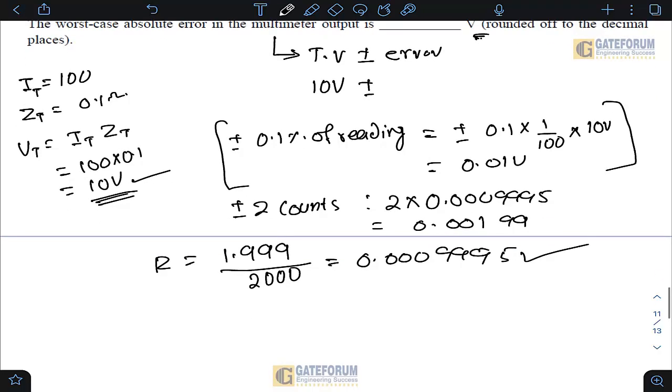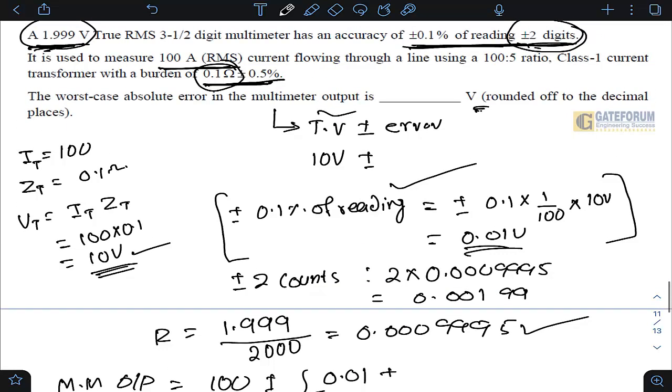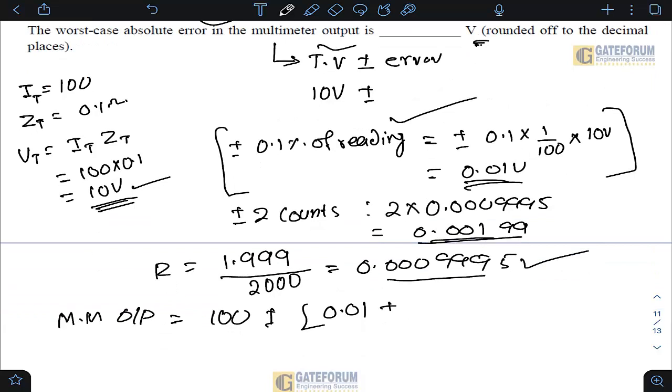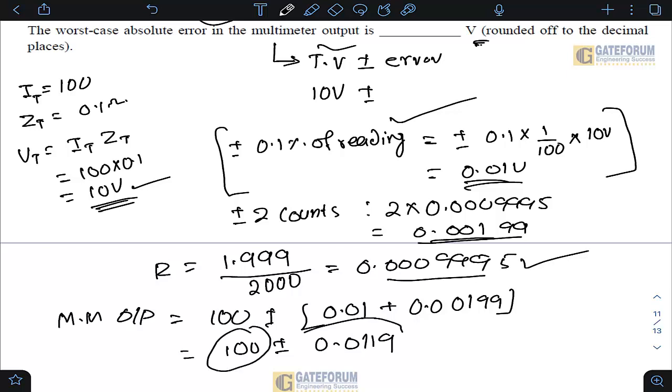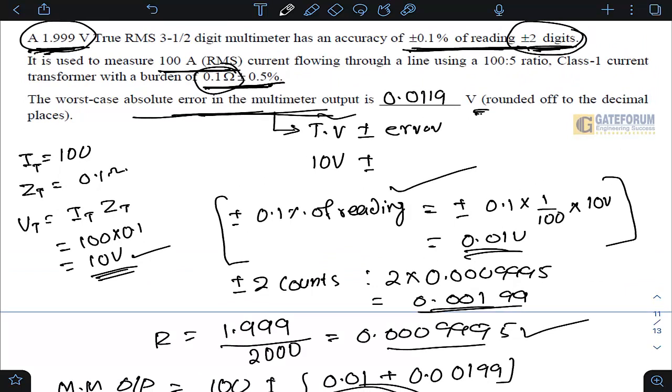So if I ask you what the multimeter output is, it will be the true value, which is 10, plus or minus the error: 0.1% of reading, which is 0.01, plus or minus two digits or 2 counts, which you have to add, which is 0.00199. So this is 10 plus or minus, if you simplify, 0.0119. This is the multimeter output: this is the true value and this is the error. We are supposed to find the absolute error in the multimeter output, so the error is 0.0119 volts, right? So this will be the answer. This is again based on the previous year model question, students, so not a new one. So the answer is 0.0119.